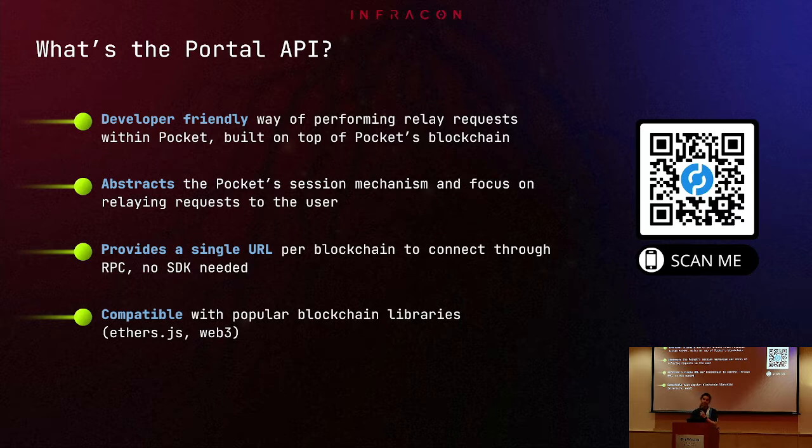So application developers especially can forget all about that and simply focus on relaying the relays by themselves, getting the results themselves. It also provides a single URL per blockchain to connect to the RPC. That is also the same URL that we actually get when you create a new application from the Portal's website. And also, it's compliant on these JSON RPC responses that make it compatible with popular blockchain libraries such as EtherJS and Web3. So, all said before could be simplified as an API where you send a blockchain request and get a response. As simple as that.